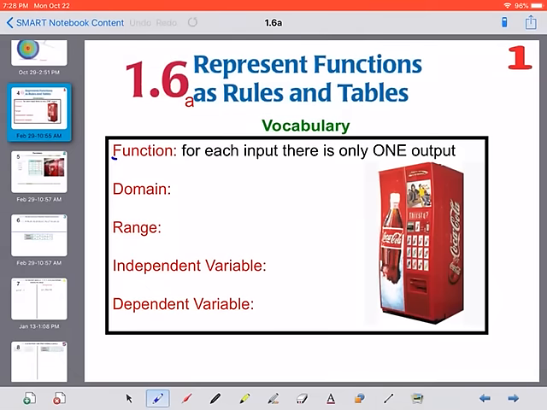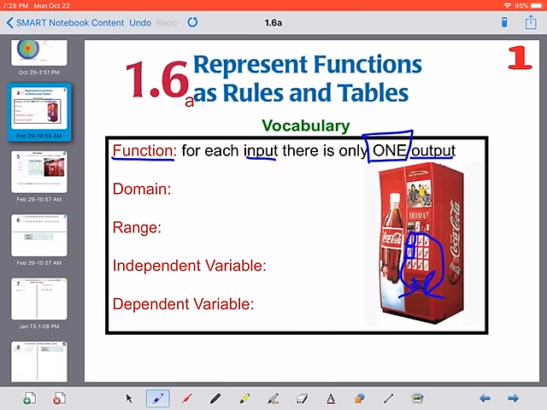So first, the first vocab word is function, which means for each input, there's only one output. I like to think of a pop machine. If I push this one button on the pop machine, I should get one Coca-Cola out of here. If I push this one that says Sprite, I should get a Sprite out of here. So for every input, I only get one thing out. I can't push the Sprite button and sometimes get a Coke and sometimes get a Sprite. It doesn't work like that. Hopefully, right? If the pop machine is working correctly. But that is what a function is. For every input, there is one output.